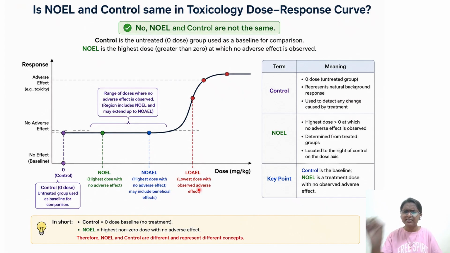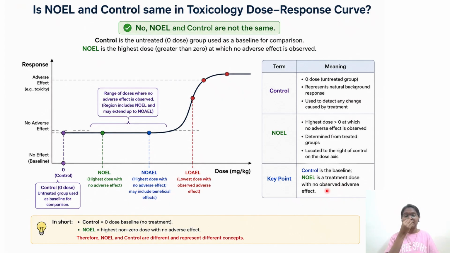Okay, so from the single dose response curve, so much of information you are able to get, and this information can be further used in the case of risk assessment. So then we will see the term control is 0, untreated group. NOAEL is highest dose, greater than 0. And control represents natural background response used to detect any change caused by the treatment, determined from treated groups located to the right of the control on the dose axis. So control is a baseline, NOAEL is a treatment dose with no observed adverse effect.